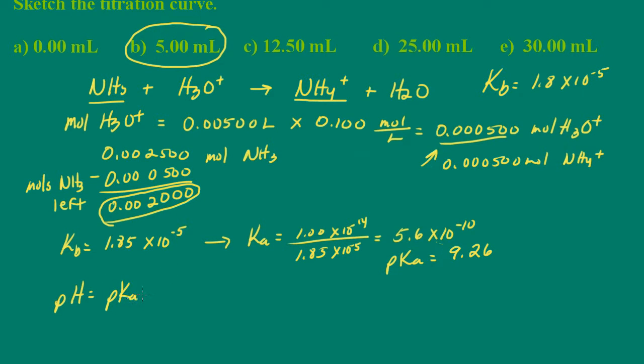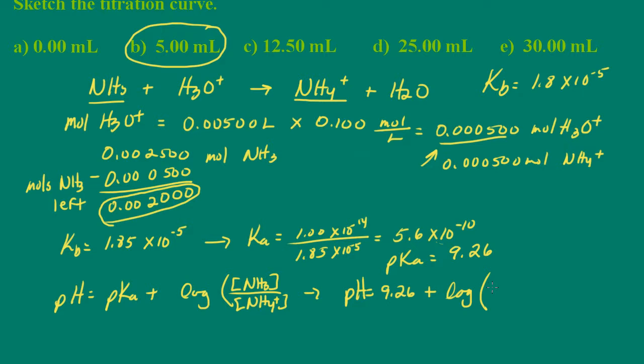So pH is pKa plus the log of the ammonia concentration over the ammonium ion concentration. Now, notice we just have moles here. All we had to determine were the number of moles of both ammonia and ammonium ion. Volumes cancel out. So we have 9.26 plus log of, first the moles of ammonia left, so that's 0.002, and then the moles of ammonium ion produced, which is 0.0005 moles.